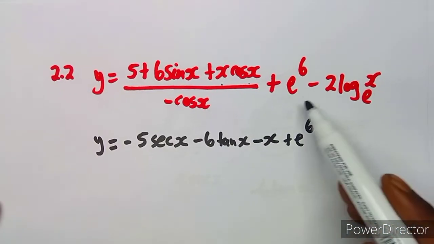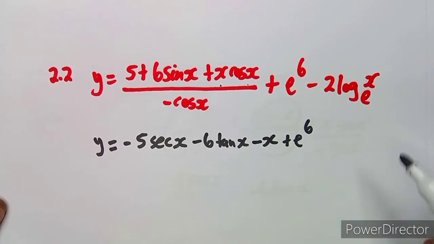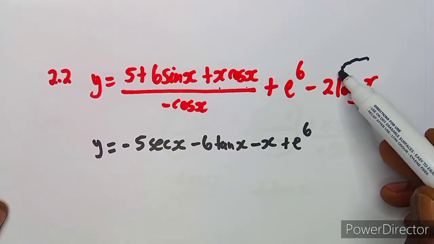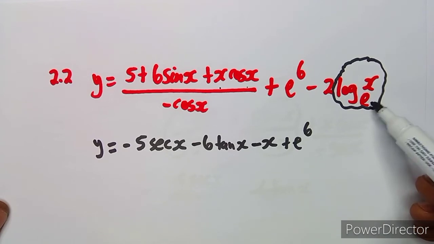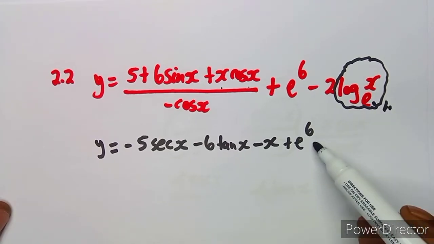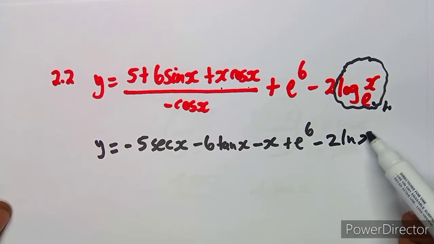This one, there's no need for us to do anything; we just rewrite as it is. Remember, guys, log x in base e means ln. So this is going to give us minus 2 ln x, like that.